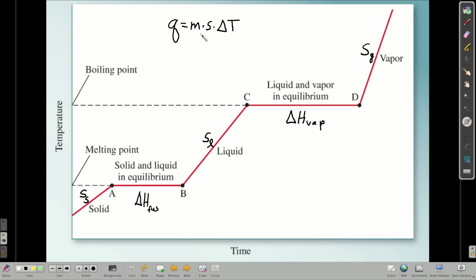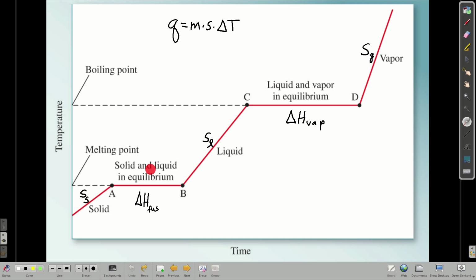And the thing that's going to change here, the mass is going to stay the same. We're not going to change the mass. But you have to remember that the specific heat of a solid is different than the specific heat of the liquid of the same substance, which is different than the specific heat of the vapor of the same substance. And delta T is going to be different depending upon where you are in this graph. So for each of these sloped portions, we're going to use Q is the amount of thermal energy that you have to put in to increase the temperature, and it's going to be m s delta T.